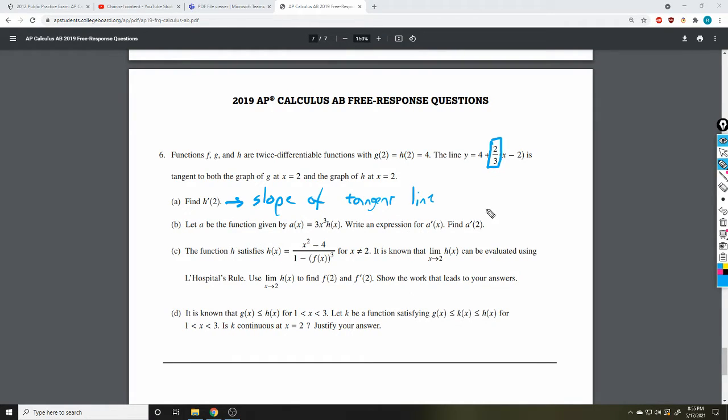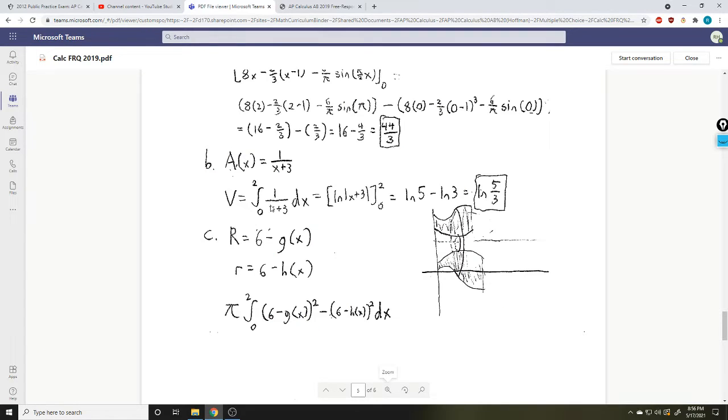Part B, they're asking for a prime of 2. So a prime is a product rule here. You're going to see a product rule happen. And then I want to plug in 2. All right, so before I go on to parts C and D, let me make sure that you have those two.